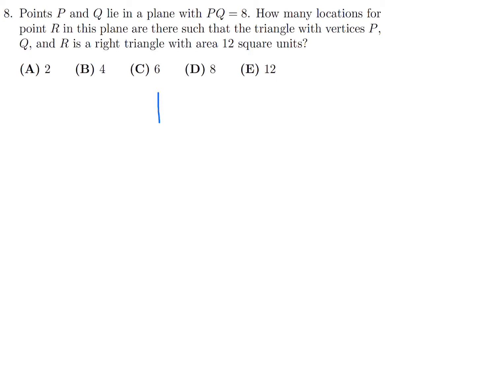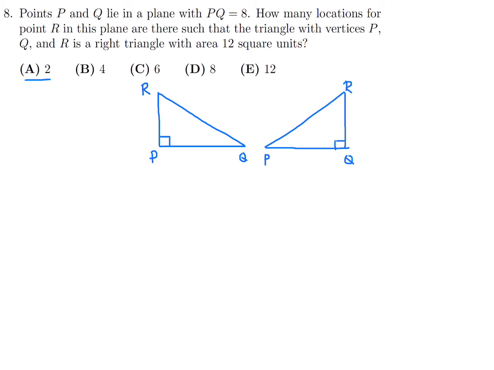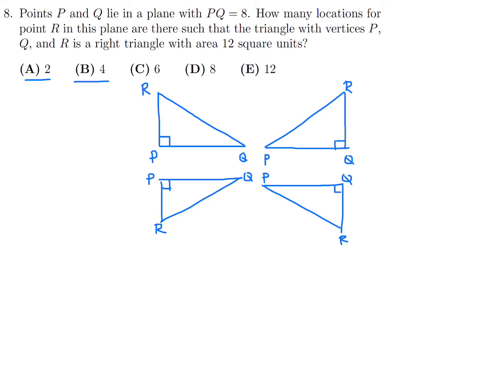I'll just draw the first one, actually. Let's say we have P and Q, and it's got to be a right triangle. So this is R. That's one way. Another way, of course, is to change the location of R and put it there. So we have 2. Okay, that's an answer choice. But you can also flip it. So you can also do this kind of scenario. This remains P and Q, and now that's R, and of course we can flip that one also. So this remains P and Q, and this is R. Okay, we're now up to 4.